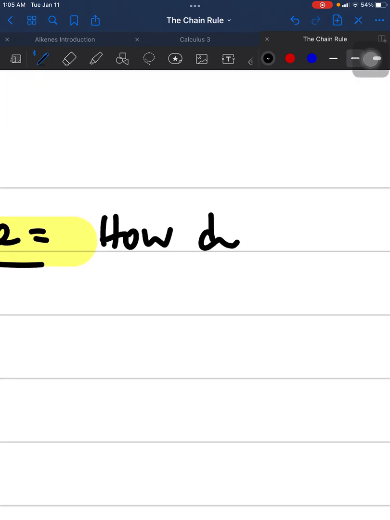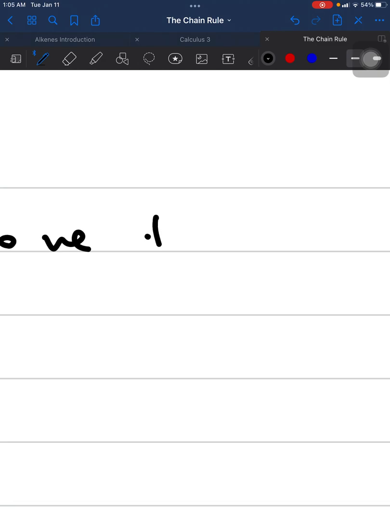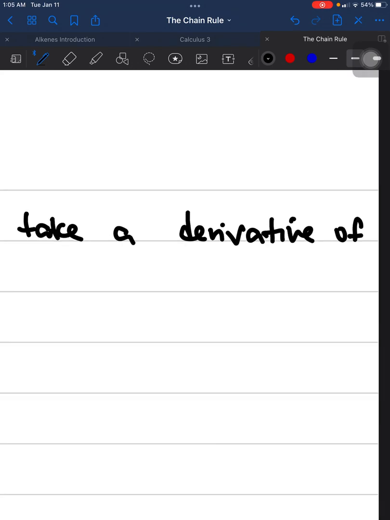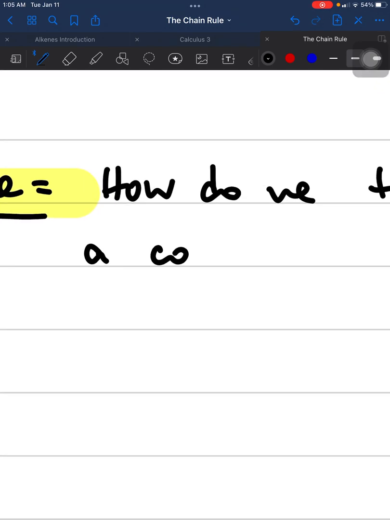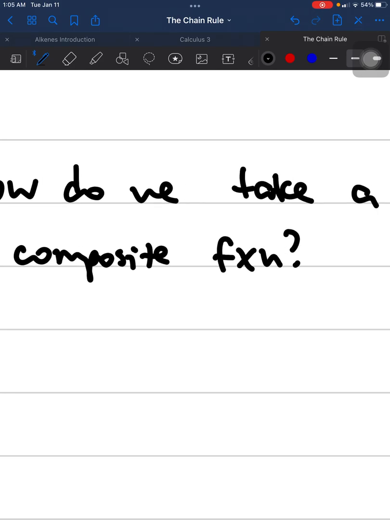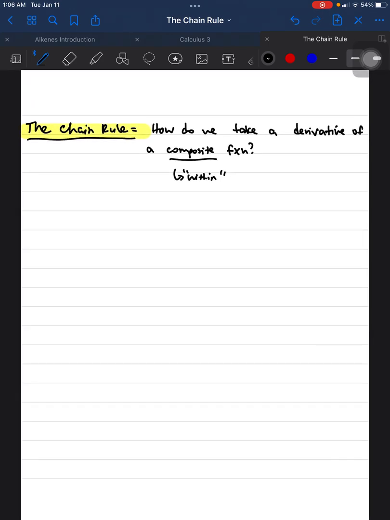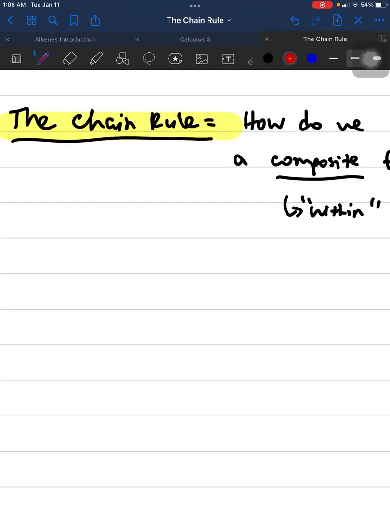So the main question we're going to be answering is, how do we take a derivative of a composite function? Composite meaning within. So it's going to be a function within a function. So the general formula for the chain rule is written as this.